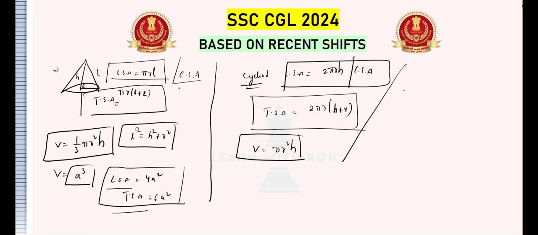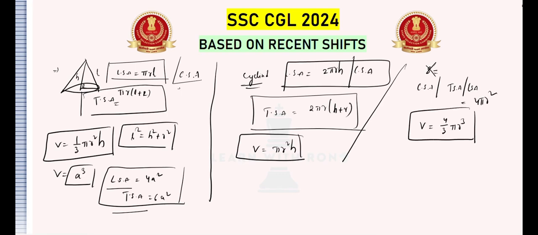And I hope you already know the sphere. For a sphere, curved surface area, total surface area, and lateral surface area are all the same, which is 4 pi R square. The volume of a sphere is 4 by 3 pi R cube. Try to remember. For a hemisphere, it is different: curved surface area is 2 pi R square, total surface area is 3 pi R square, and volume is 2 by 3 pi R cube.